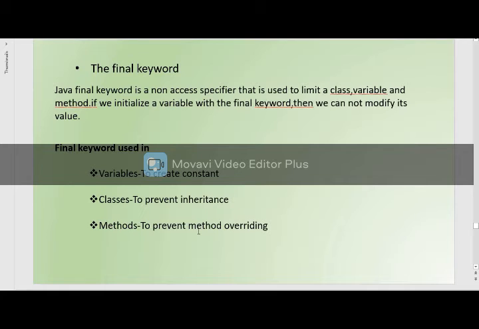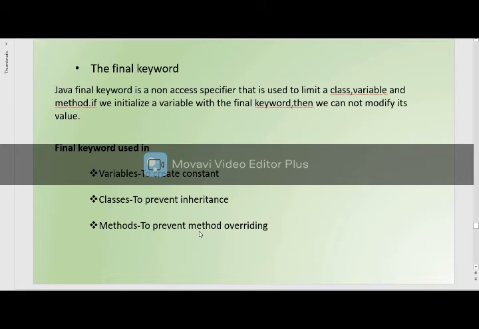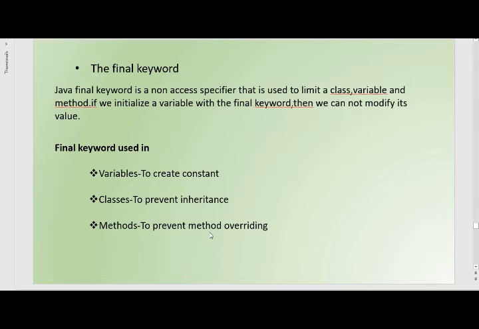The final keyword. The Java final keyword is a non-access specifier that is used to restrict classes, variables, and methods. If we initialize a variable with the final keyword, then we cannot modify its value. What is the meaning of that? If we create a variable with the final keyword, we cannot modify its value. It means it is a constant.